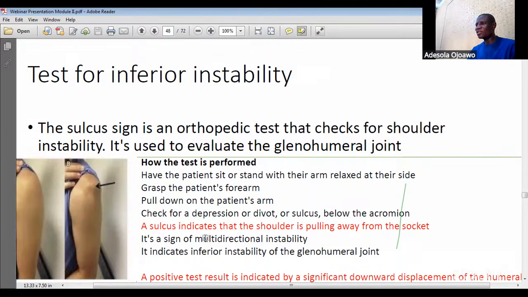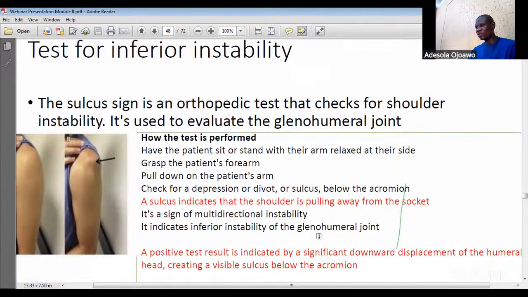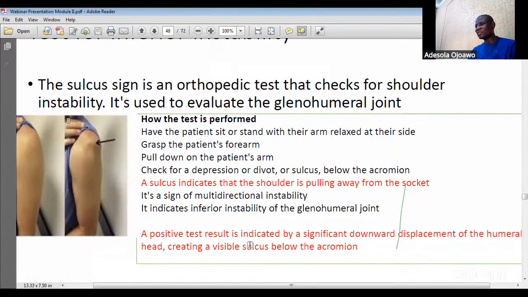A sulcus indicates that the shoulder is pulling away from the socket. It is a sign of multidirectional instability, and it indicates inferior instability of the joint. A positive result is indicated by a significant downward displacement, which you have to be careful about, or else you will not be able to return the joint back to where it was before.